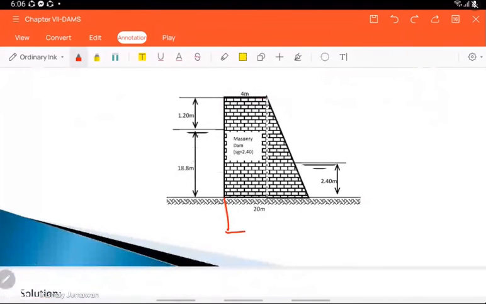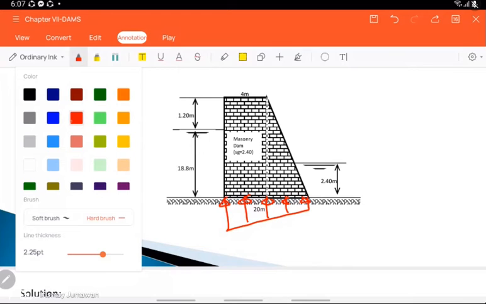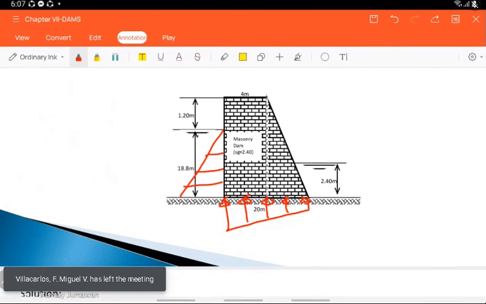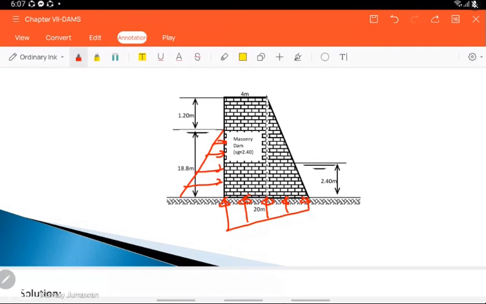We have full hydrostatic at the heel, and we also have at the toe side. So if we have this, this is the hydrostatic pressure of your dam. So that is at the centroid. So we let that one as our F1. Here also you have the hydrostatic force, then located at the centroid, then you let that one as your F2.